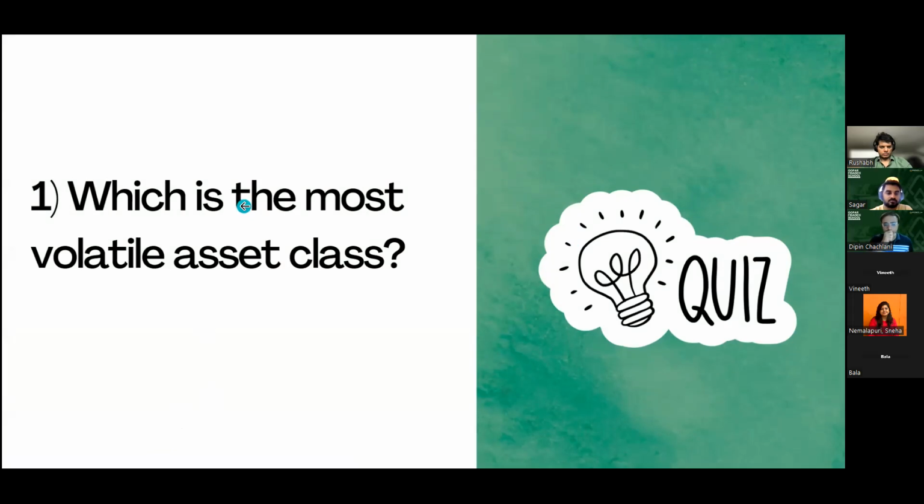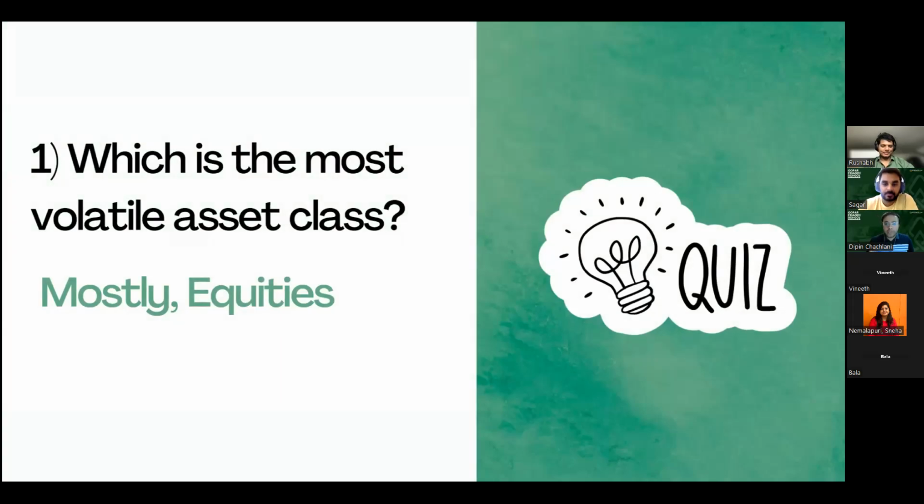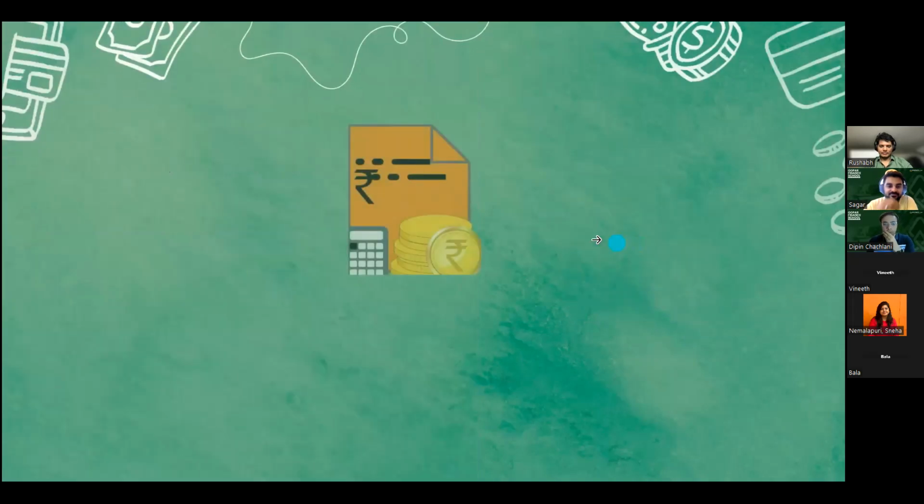So which is the most volatile asset class, friends? I think crypto, but yeah, as of now for the discussion, we'll keep it equities for sure. So mostly equities, because these are long-term instruments and it has a lot of volatility and risk as well. So hence they are more volatile assets.